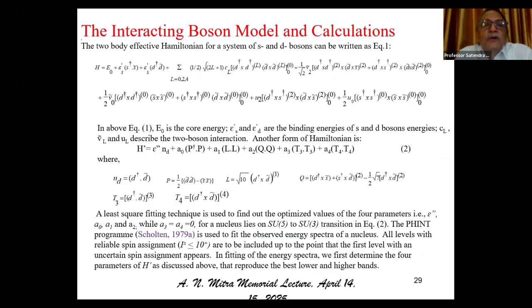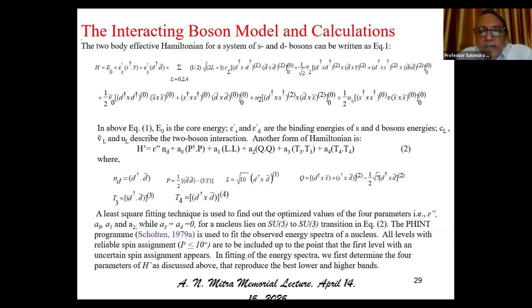Now this is the complete Hamiltonian of IBM and how we go about dealing with it. The two-body interaction is shown in the first equation, where E naught is the core energy, epsilon S and epsilon D are the binding energies of S and D bosons, and C_L, B_L, and U_L are the boson-boson interaction parameters. Another form is shown in equation 2, where the symbols have different meanings as shown below. Here a least-squares fitting technique is to be used to find the optimized values of the four parameters.